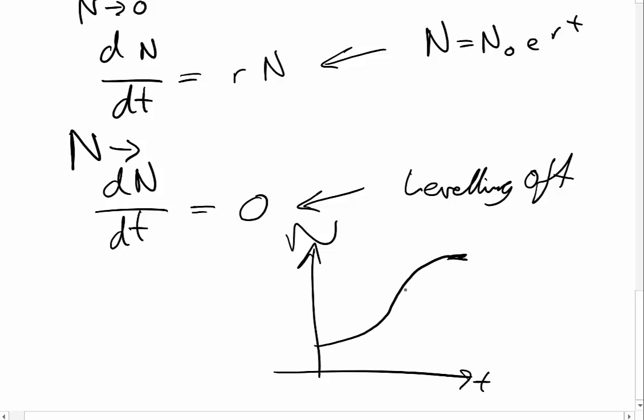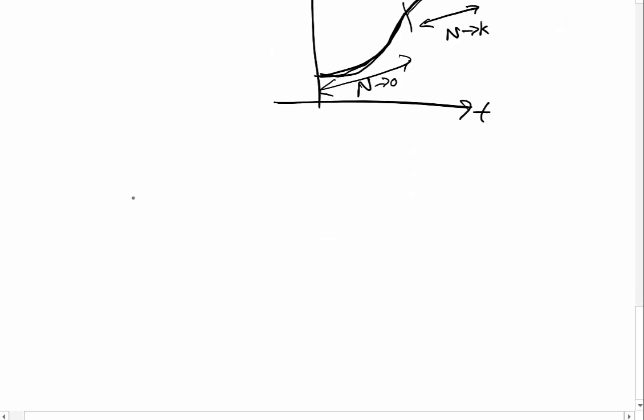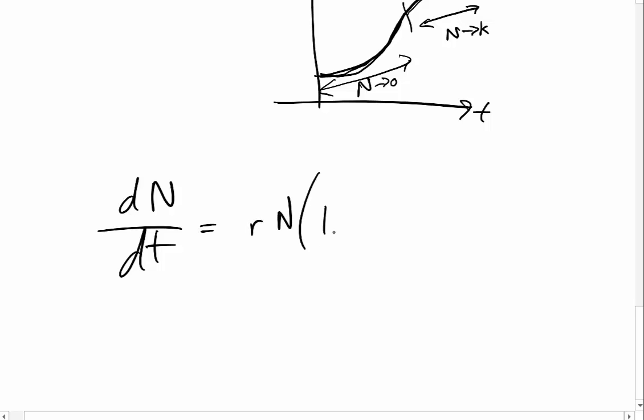So for n relatively small, so let's say that this is n relatively small, and this is now n getting to our carrying capacity, we get this effect going on. Our growth is exponential for n small, and as n goes to k, we do get this leveling off effect, which is good. So basically we've refined our model to be dn by dt equals rn lots of 1 minus n over k, just by considering a better growth factor.